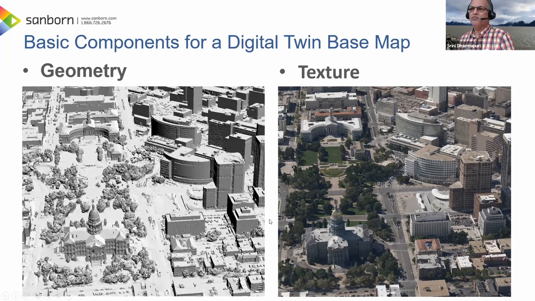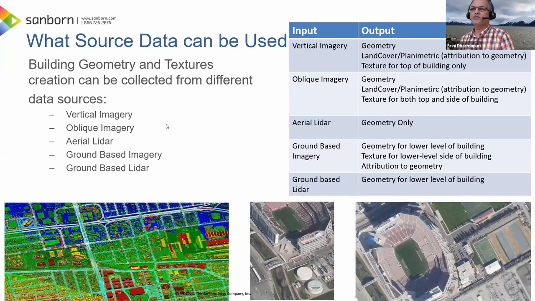First, we talk about what sort of data should be used for creation of the digital twin. As we all know, we handle multiple geospatial data on a day in, day out basis. It can be vertical imagery, oblique imagery, aerial LiDAR, ground-based imagery, and ground-based LiDAR, and additional information can be available through various other sources. Crowdsourcing is another way by which we can get some data.